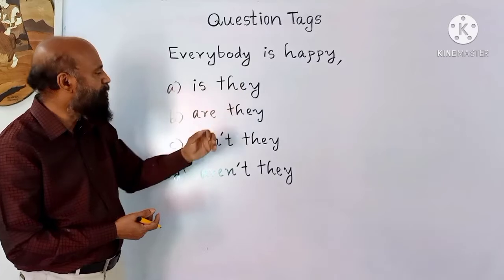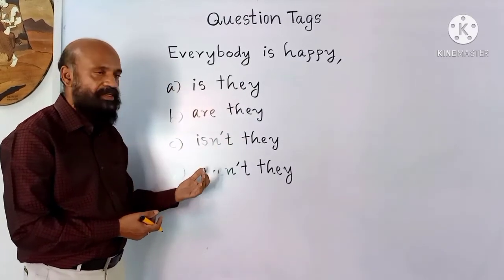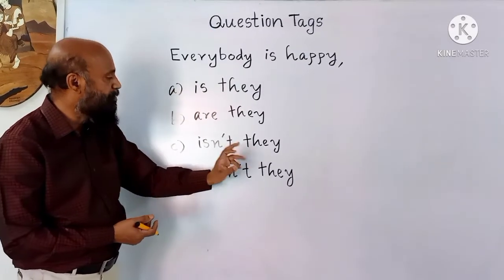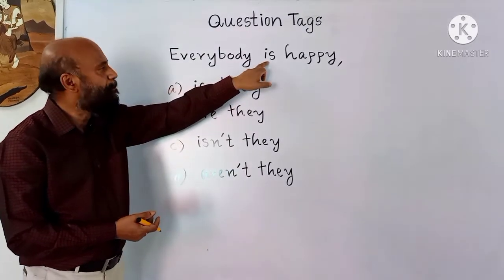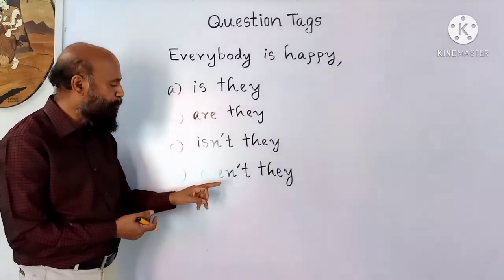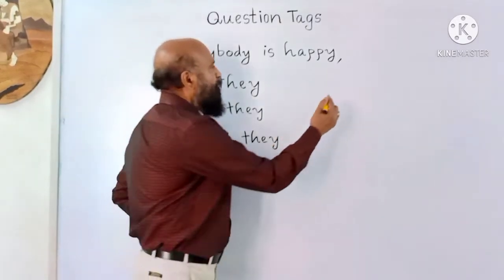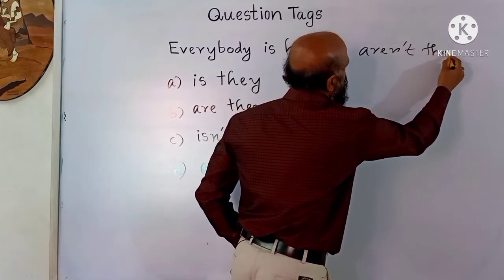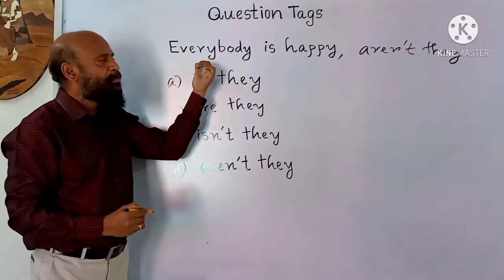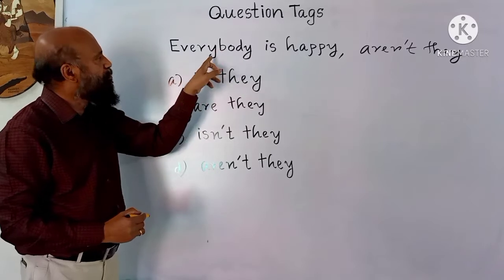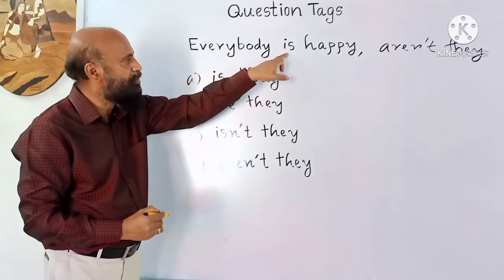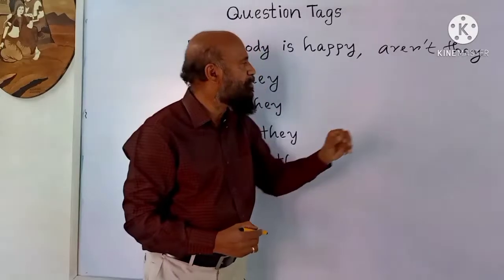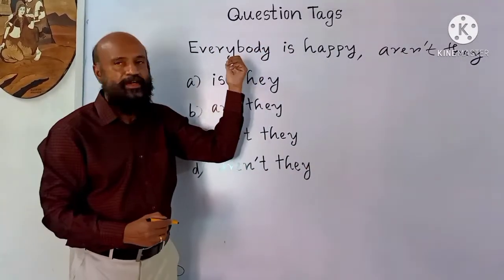Seeing this is, you may think isn't. No, it is aren't, because the pronoun to be used is they. The pronoun for everybody is they. Then the sentence is positive, so the question tag is to be negative. So aren't they. So the correct question tag is aren't they. This is a confusing sentence, because everybody is a singular subject. So here it is is. But when we use the question tag, it is to be aren't they, because of this pronoun. The pronoun for everybody is they.